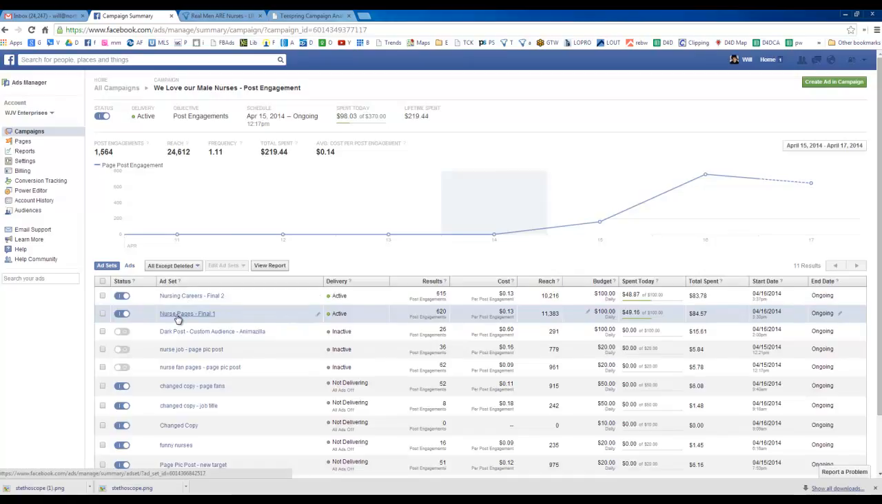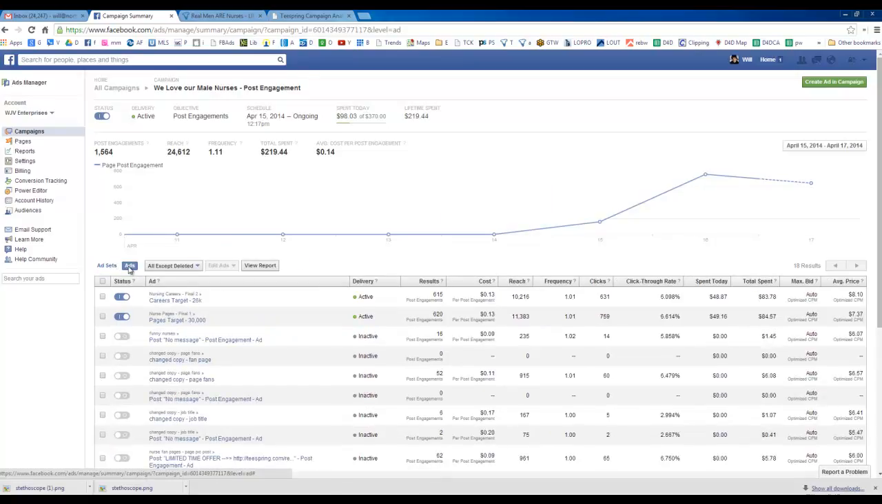We'll check it out here in just a minute. In fact, I've only got a few minutes here before I've got to go pick up my son, so we'll kind of breeze through here real quick. Let's actually take a look at the actual ads that are running.